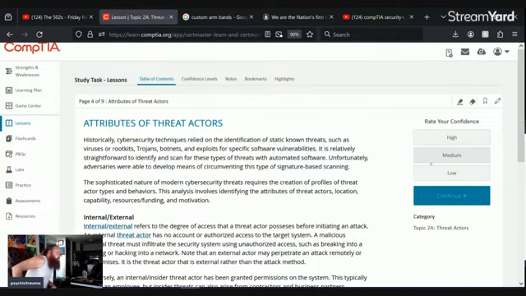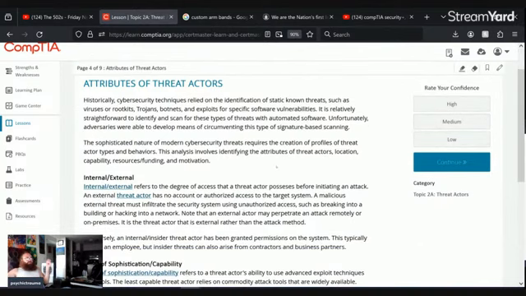Attributes of threat actors. Historically, cybersecurity techniques relied on the identification of static known threats, such as viruses or rootkits, Trojans, botnets, and exploits for specific software vulnerabilities. It is relatively straightforward to identify and scan for these types of threats with automated software. Unfortunately, adversaries were able to develop means of circumventing this type of signature-based scanning. The sophisticated nature of modern cybersecurity threats requires the creation of profiles of threat actor types and behaviors. This analysis involves identifying the attributes of threat actors: location, capability, resources, funding, and motivation.